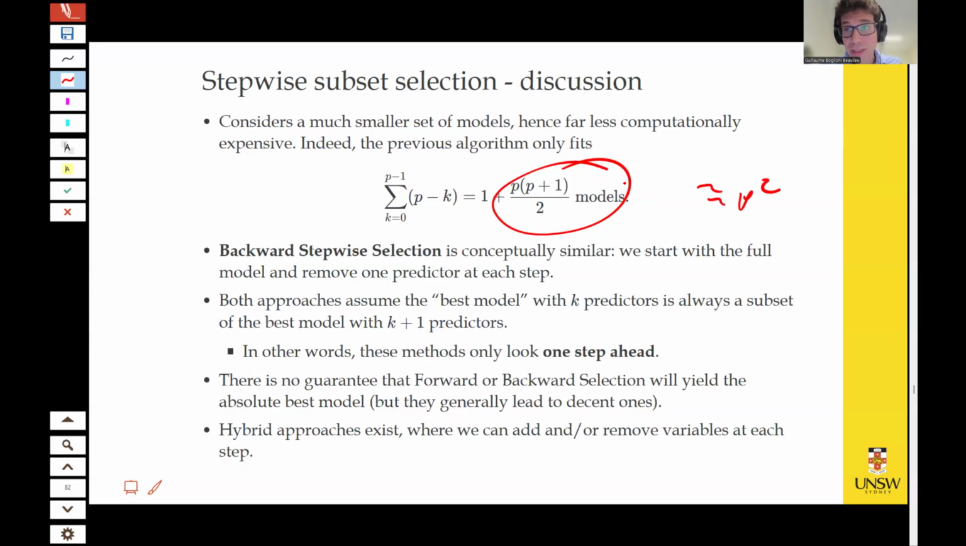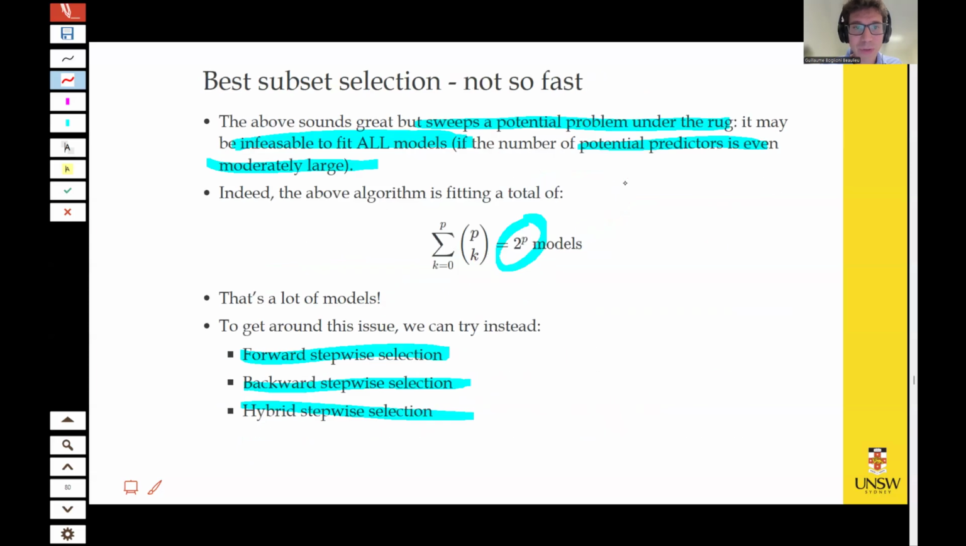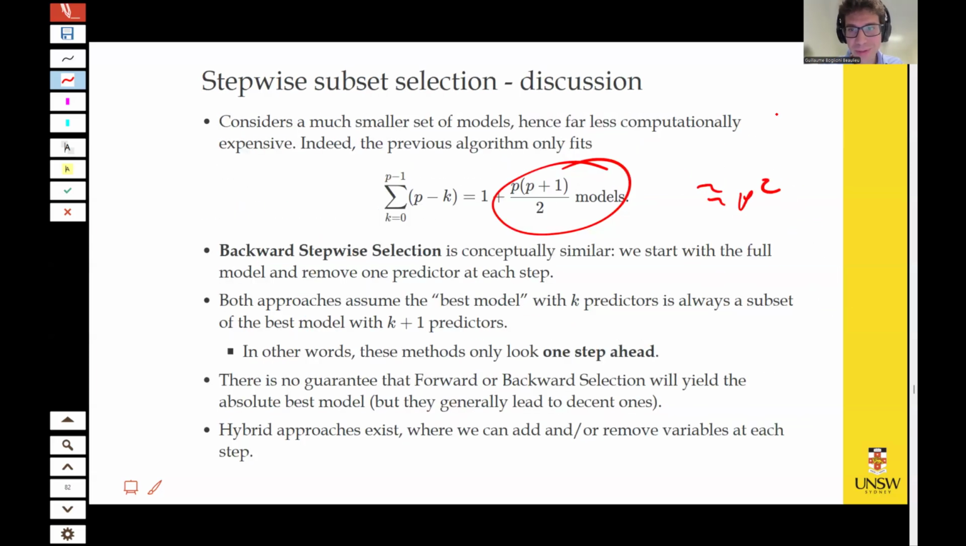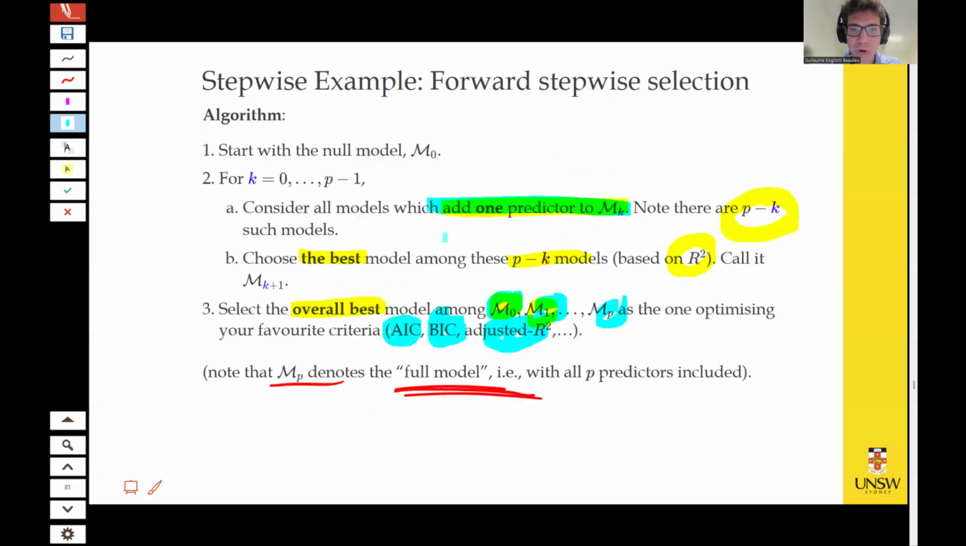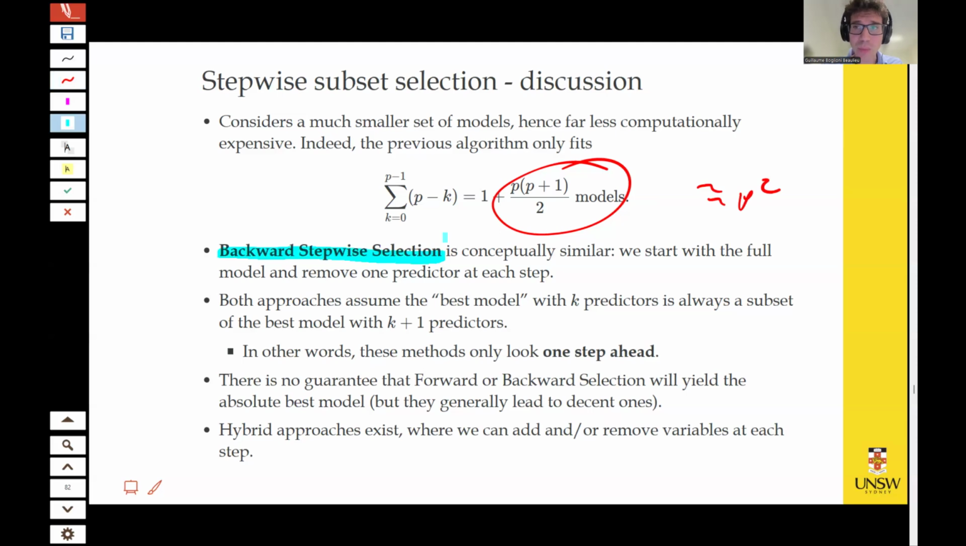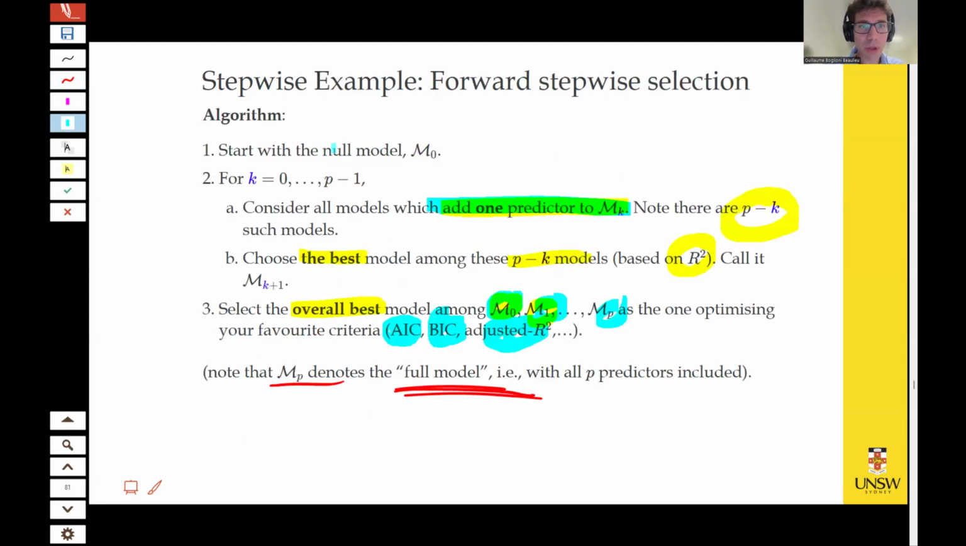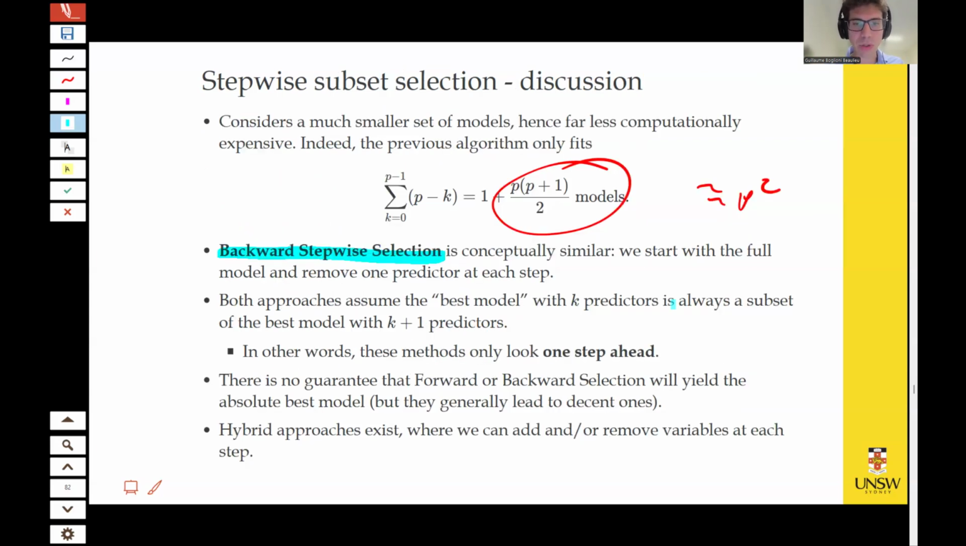And so, yes, we've traded the absolute best approach for a way that we can actually do it in practice if the number of predictors is moderately large. We do not describe here the backward stepwise selection, but frankly, if you haven't understood the forward stepwise, backward is the same logic, but obviously in reverse. You would start with Mp, and then at every step, you will remove exactly one variable, keep the model with one variable less that is the best, and so on. And then at the end, you still get a list of models that you pick the overall best based on your favorite criteria.